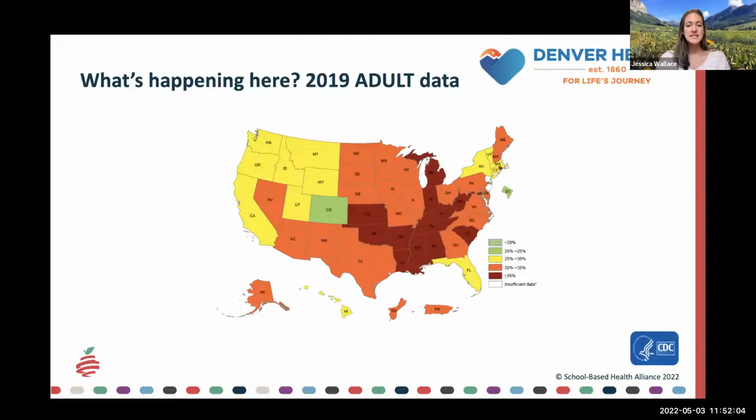Most of us have looked at these maps before and have seen the transition over time where they keep adding all of these new colors because the prevalence of excess weight is going up so much.